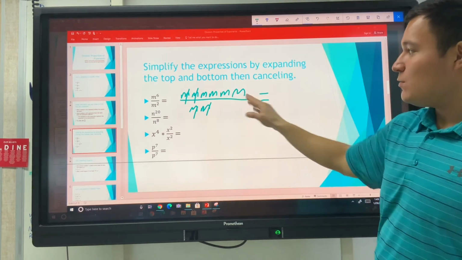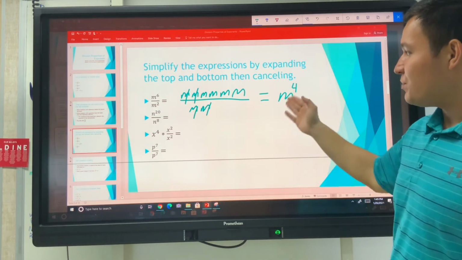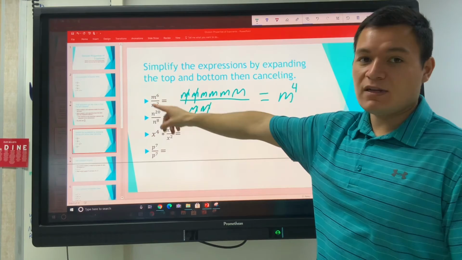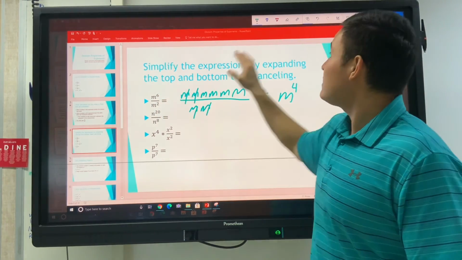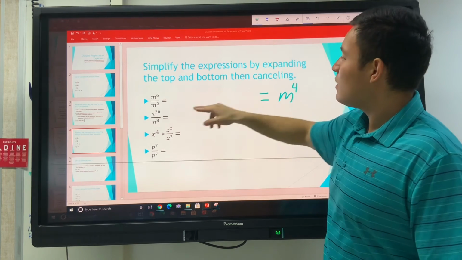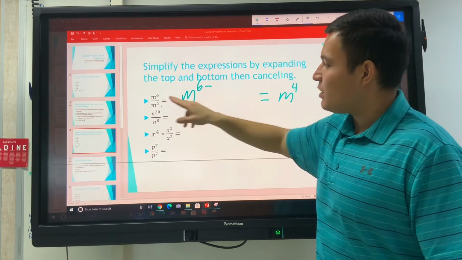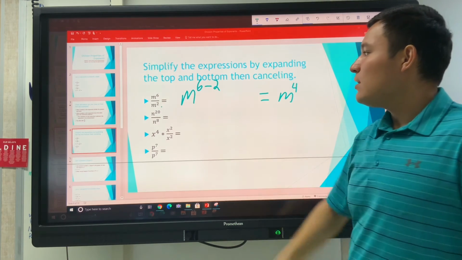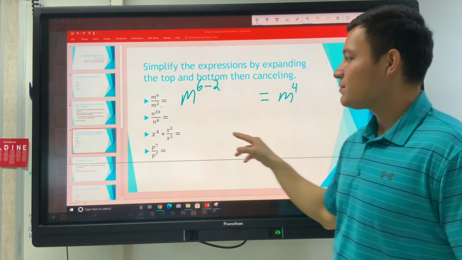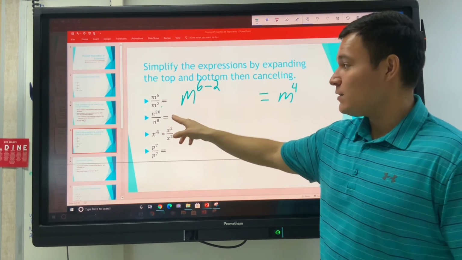That leaves you with m to the 4th power, which matches m to the 4th power coming from m to the 6th divided by m squared, which is the same thing as m to the 6th minus the bottom exponent. M to the 6th power minus 2 is equal to m to the 4th power. Maybe it would be better for you to use that technique for this one.